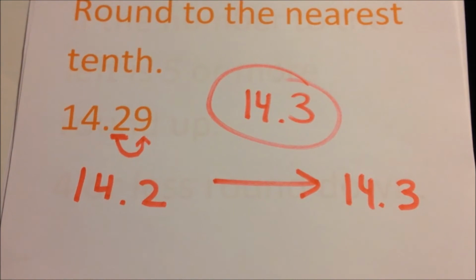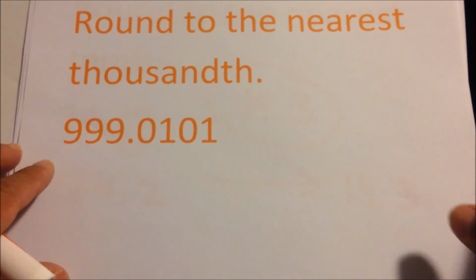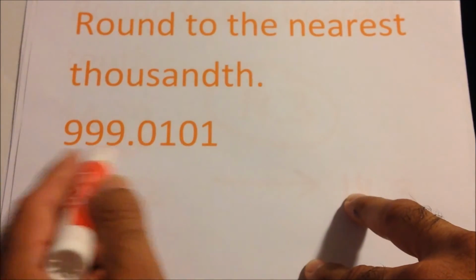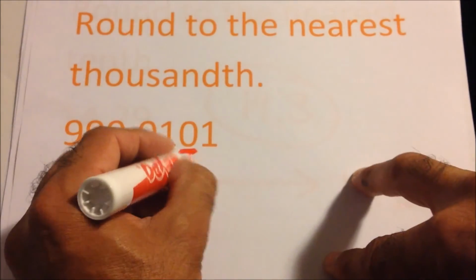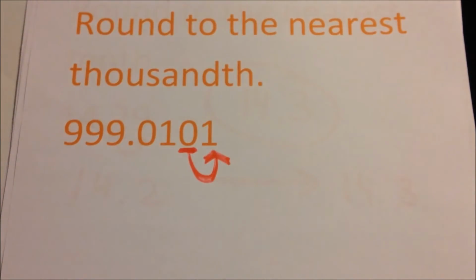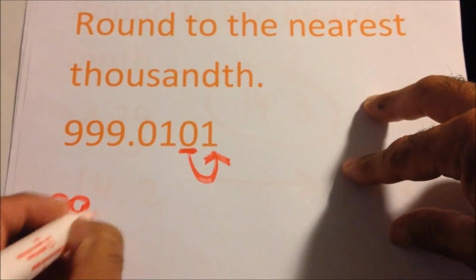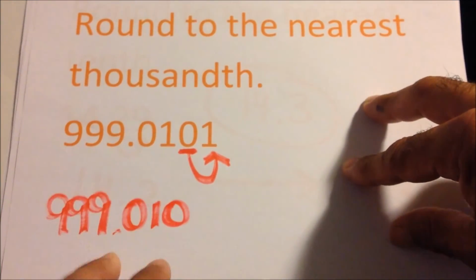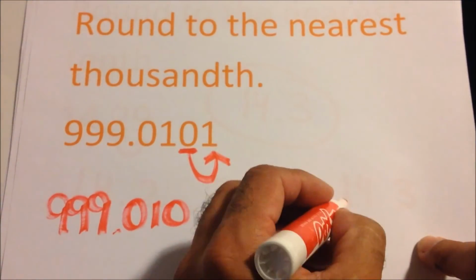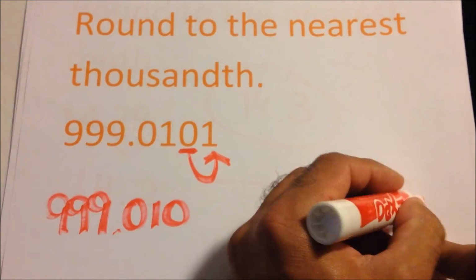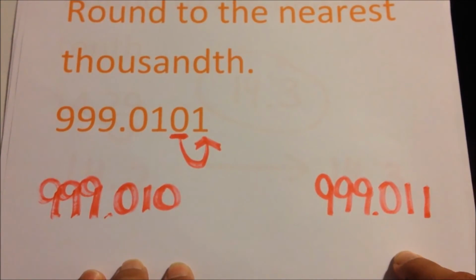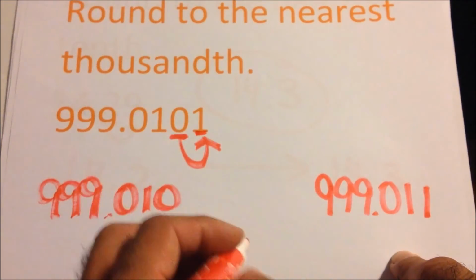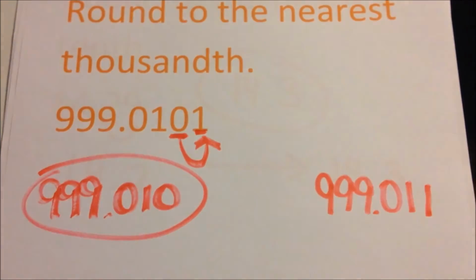Okay, let's do another one. Round to the nearest thousandth. What's the first step? Find the thousandth place. Find the thousandth place right here. Then what do we do? Look to the right. So tell me the two numbers it's in between. So you have to keep every number to the thousandth, and the next number. So we have these two numbers. And what's it? This is a 1. It's lower than 5. So this will be the answer to the nearest thousandth.